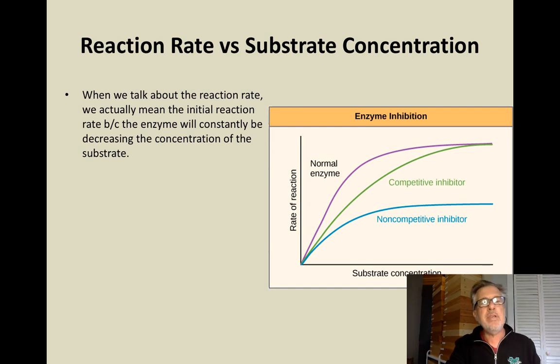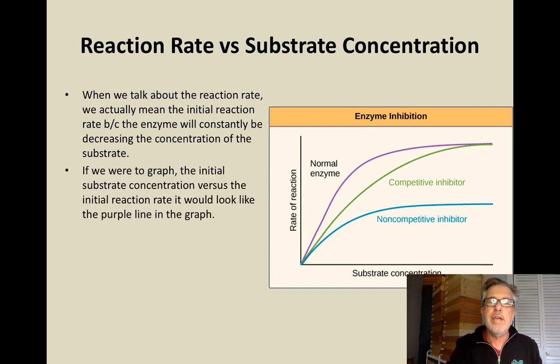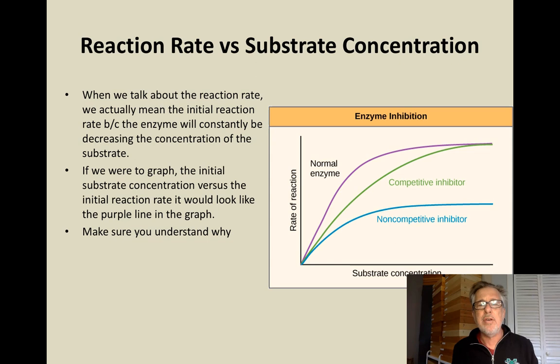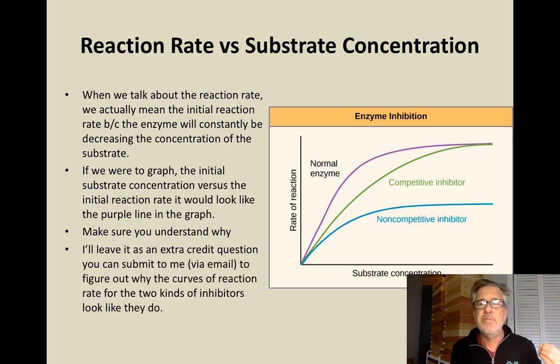But if we plot the initial reaction rate versus substrate concentration, we're going to get a graph like this purple line here, where at first there's a linear reaction, but then as more and more substrate is put in, all the enzymes are being occupied, and ultimately there's a maximal rate for that concentration of enzyme. Make sure you understand why the curve looks like this. That would be very important for you to figure out.